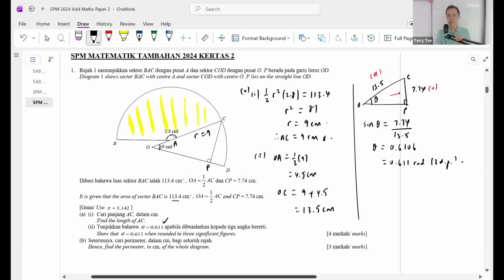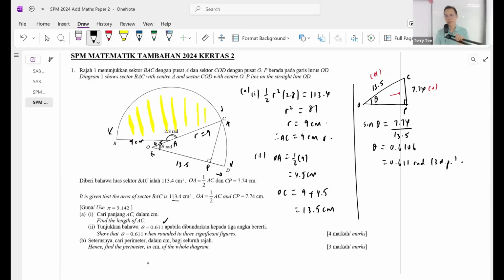Now then, find the perimeter of the whole diagram. I found OA already. OA is 4.5. I know AB and AC are the same, they are both 9 cm. I know OD and OA are the same, they are 13.5. I just have to find the length of this arc and this arc, arc BC and arc AD. You can find them separately, you can do one shot, up to you. I think I'll just do one shot.